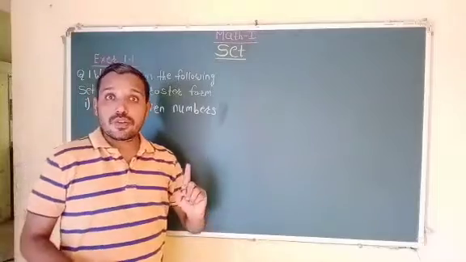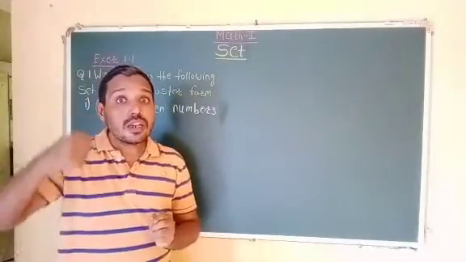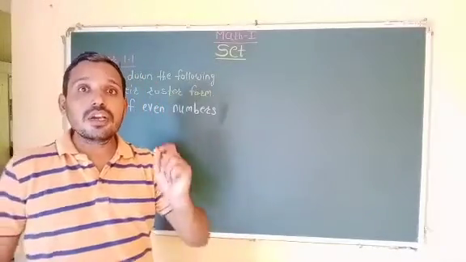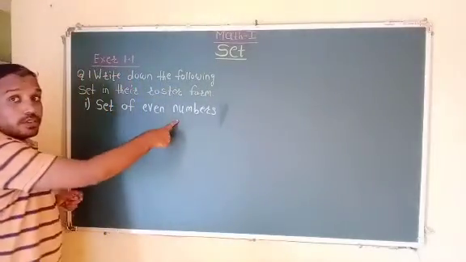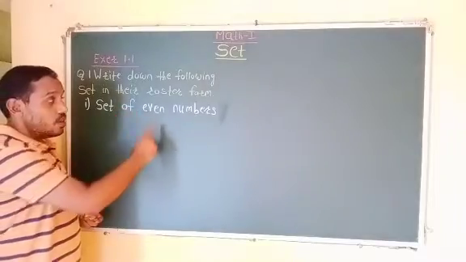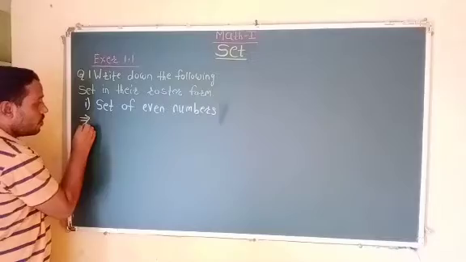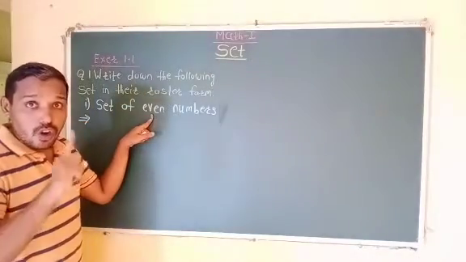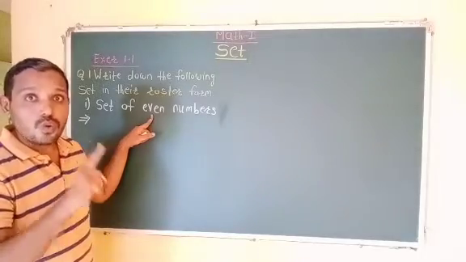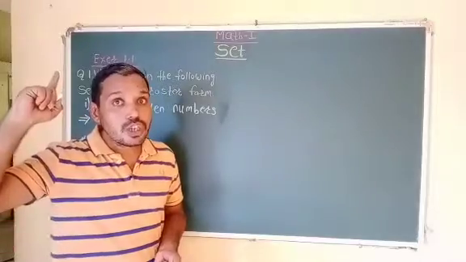Roster form means what? We can write down that set by using the list method, where we list all the elements in the set. So the set is the even numbers. That means in that set we have all kinds of even numbers. Which are the even numbers? 2, 4, 6, 8, 10, 12, 14, 16, up to infinity.